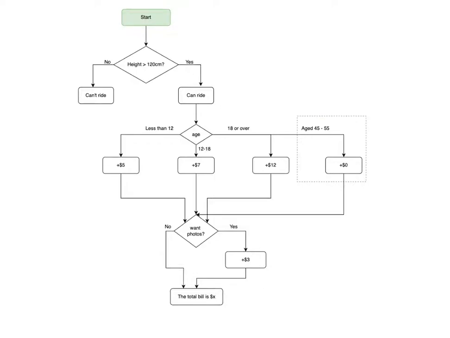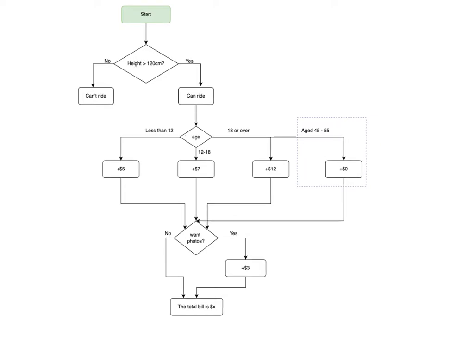I'm here to show you one of the Python codes that I just recreated. This is a flow chart for a roller coaster ride. The way it's going to start is it's going to ask you your height. Are you over 120 centimeters? I know that we're here in the States, we don't use the metric system, but we're going to use it for this. If no, you can't ride. If yes, you can ride.